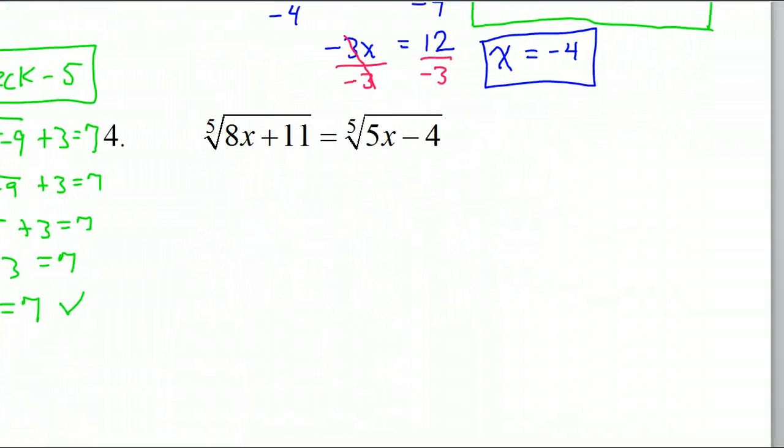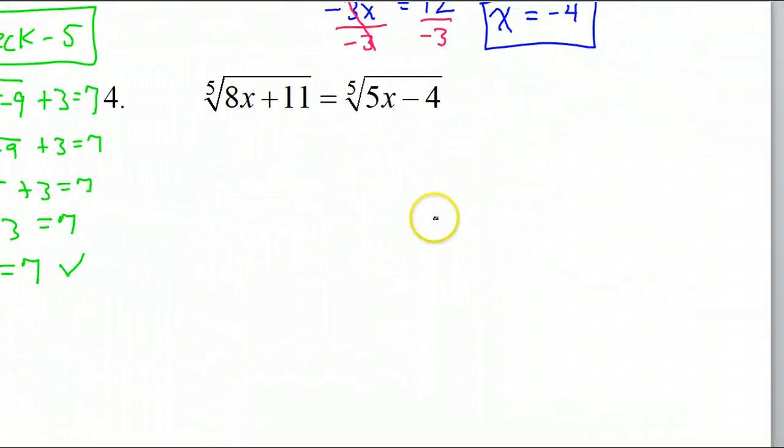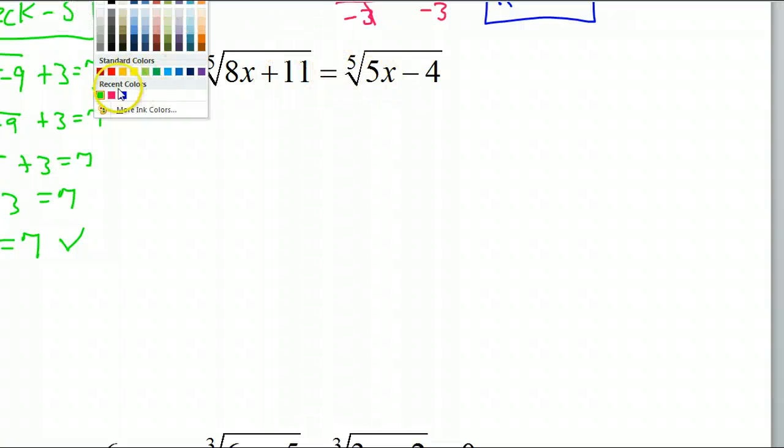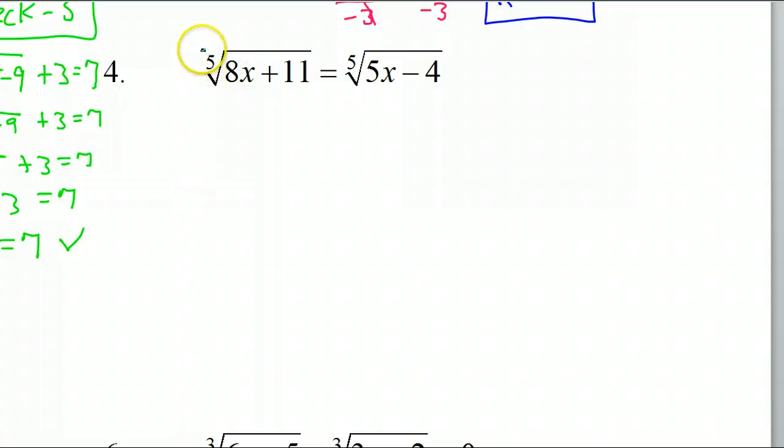All right, let's take a look at number 4. All right, now this is a type of problem where we have a radical on both sides. Luckily, it's the same kind of radical, fifth root on both sides. So there's no getting the radical by itself because they're both radicals. So we can just skip straight to the part where we are going to do a power on both sides. Now, since these are fifth roots, to cancel them out, we will have to do the fifth power on each side.